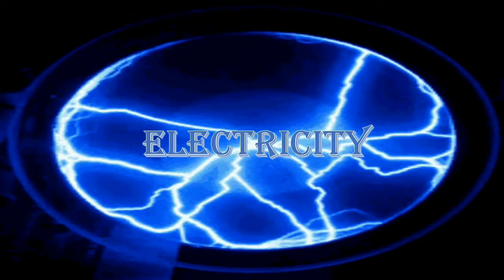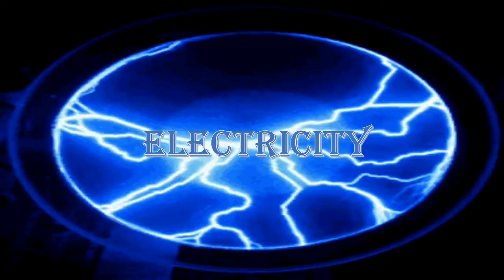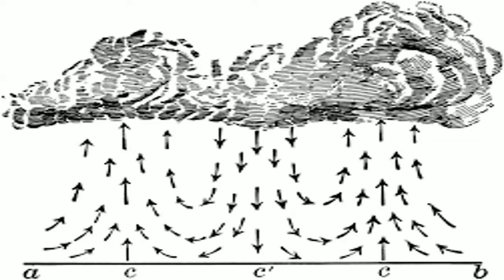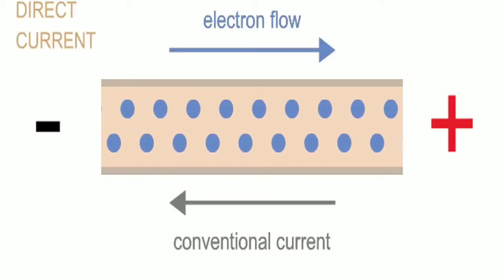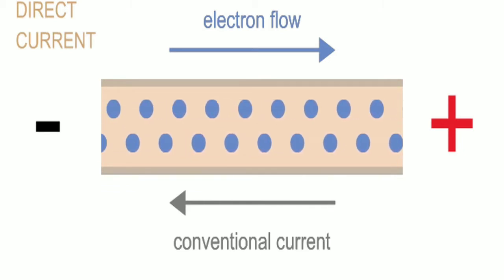We are going to discuss the very interesting and vital topic, electricity. The movement of water molecules in a particular direction forms water current. The movement of air molecules in a direction forms air current. Similarly, the flow of electric charge or electrons through a conductor constitutes electric current.